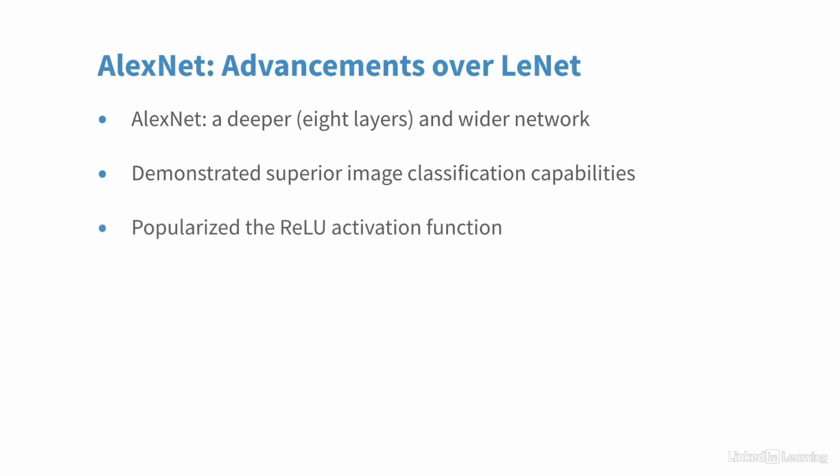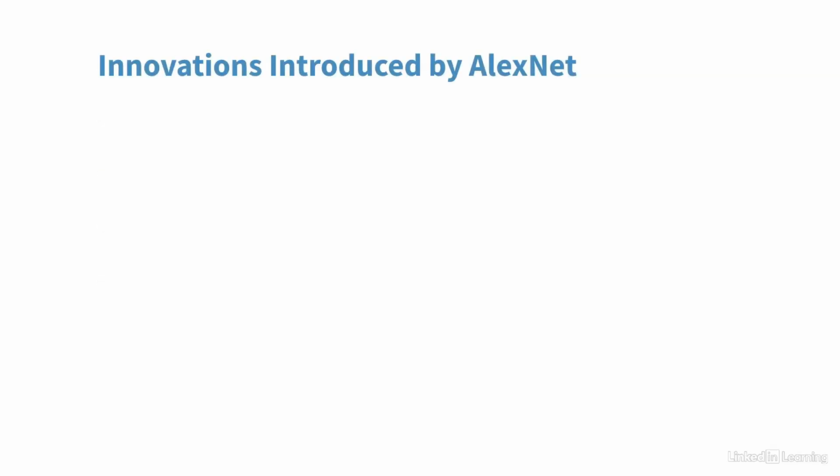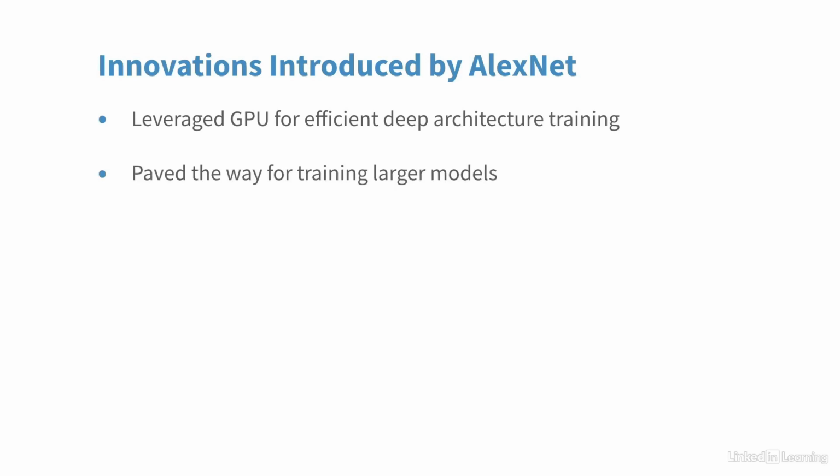AlexNet also introduced the ReLU activation function, that is the rectified linear unit activation function. This accelerated training and mitigated the vanishing gradient problem, which allowed for the training of deeper neural networks. AlexNet was also the first architecture to leverage GPU computing power to train efficiently. This paved the way for further advancements in training even larger models.